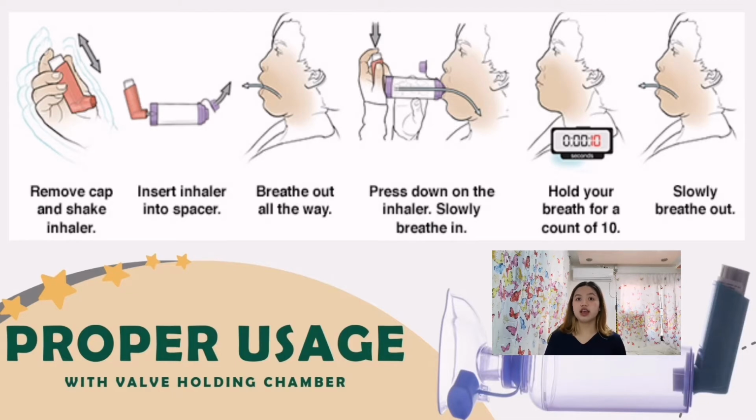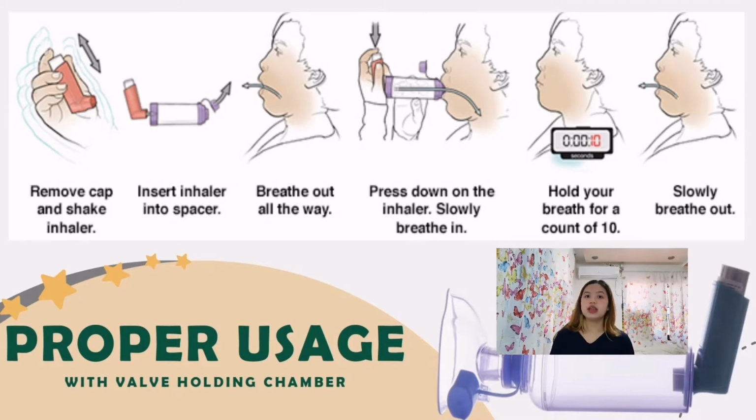Next is to exhale completely. Then place the chamber's mouthpiece between the teeth and firmly seal your lips around it. Press the canister one time and inhale gently through your mouth, and if you hear a horn-like sound, you are breathing too fast and need to slow down. Number 4 is to hold your breath for 10 seconds to allow the drug to reach the lungs' airways.